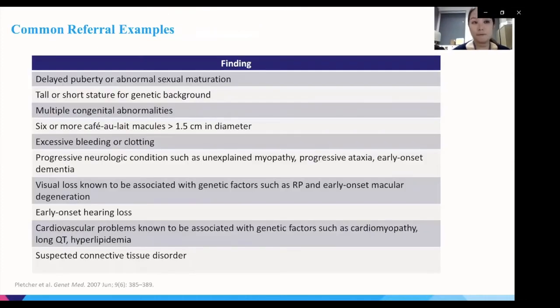So I wanted to give you a few concrete examples of common referrals. I'm not going to go through all of these in detail, but I just wanted to highlight some of them for you. So things like a progressive neurological condition, like early onset dementia or progressive ataxia, or early onset hearing loss. Those are all indications or findings that would warrant a genetics workup.